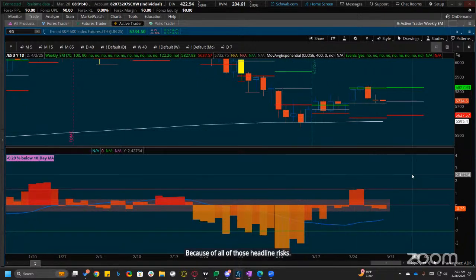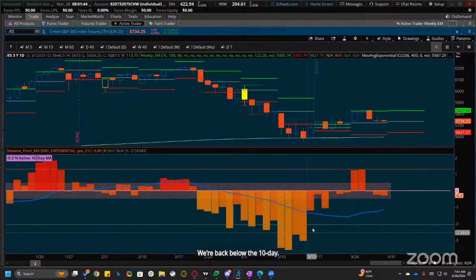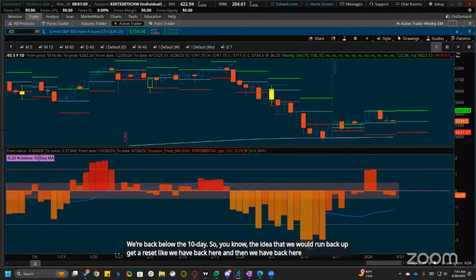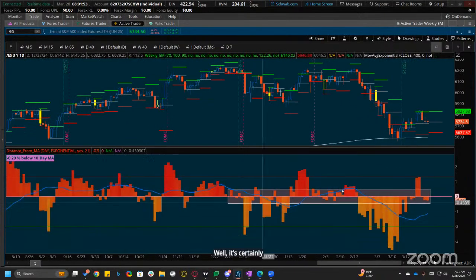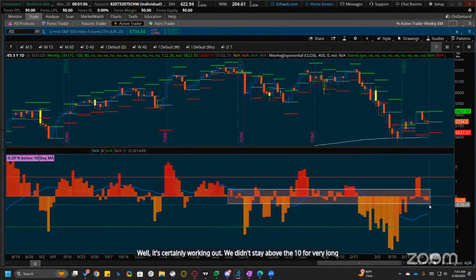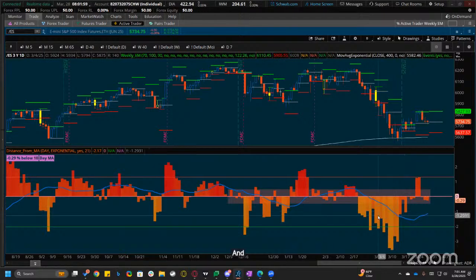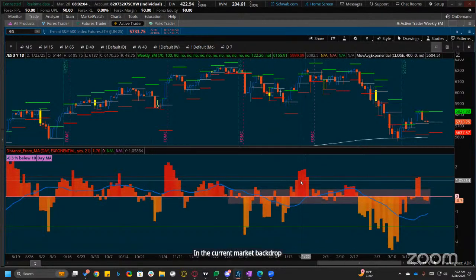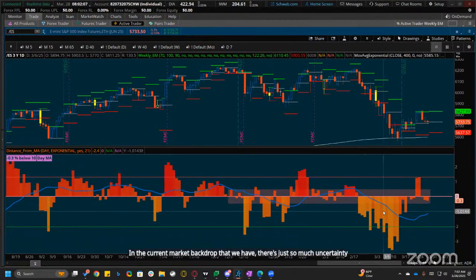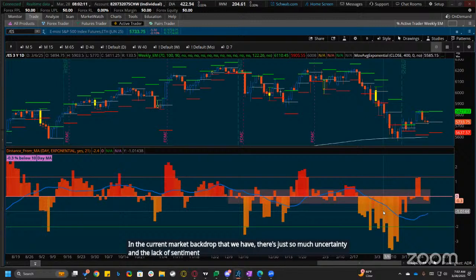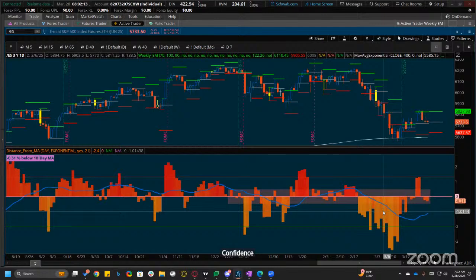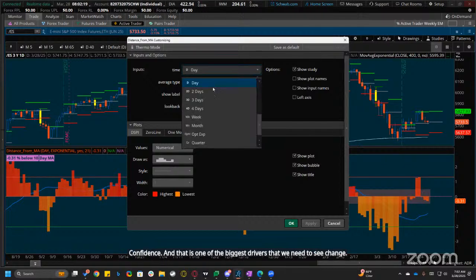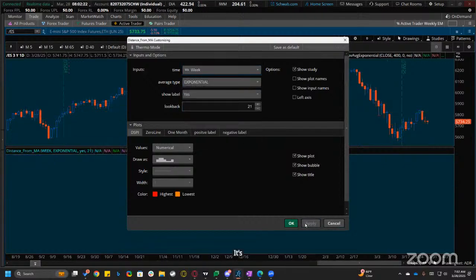We're back below the 10-day. So the idea that we would run back up, get a reset like we have back here, and then work our way to the downside, well, that's certainly working out. We didn't stay above the 10 for very long before getting back down below it. And it's likely that we continue to spend a lot of time below the 10 in the current market backdrop that we have. There's just so much uncertainty and a lack of sentiment, trust, confidence. And that is one of the biggest drivers that we need to see change. It's hard to bring back confidence.